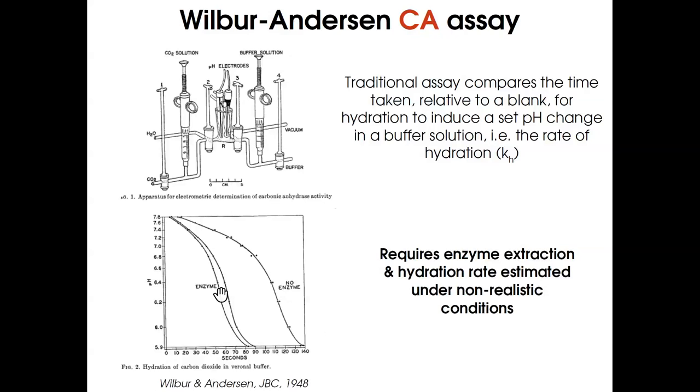So traditionally, the assay for CA involved measuring the rate of hydration in terms of a set pH change occurring in a low temperature buffer solution. And then we express the activity by the difference between the solution with an enzyme and one without an enzyme. The problem with applying this to soils is we have to be able to extract the enzymes from the soil, which is difficult, and also in terms of the global modeling situation, the hydration rates we estimate are under pretty non-realistic conditions.